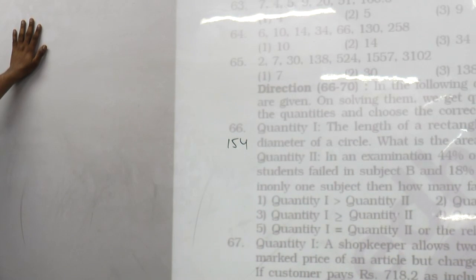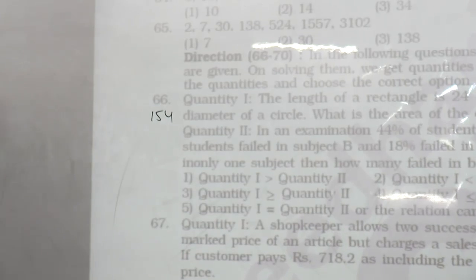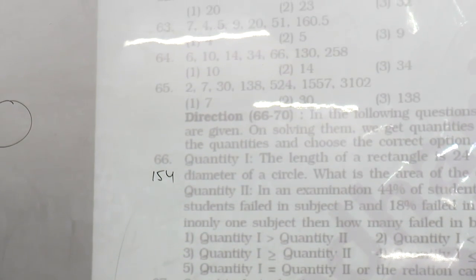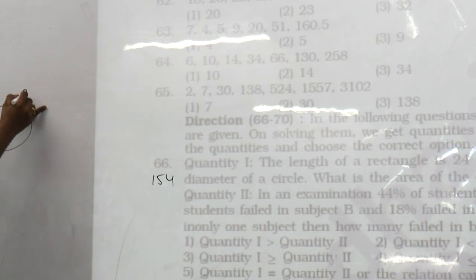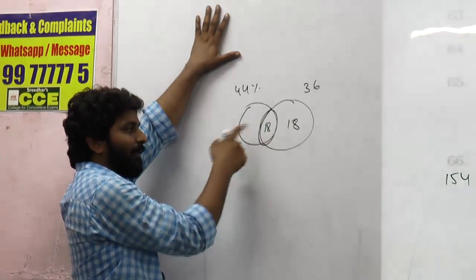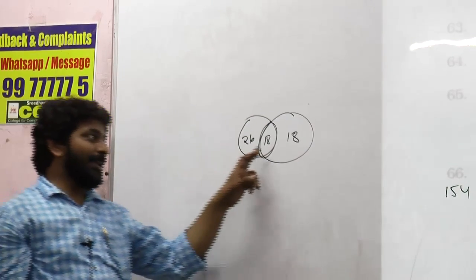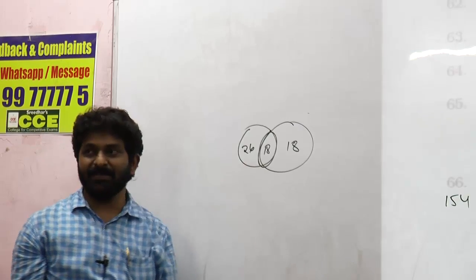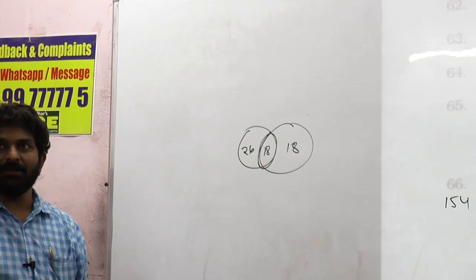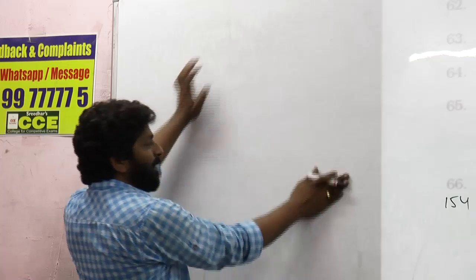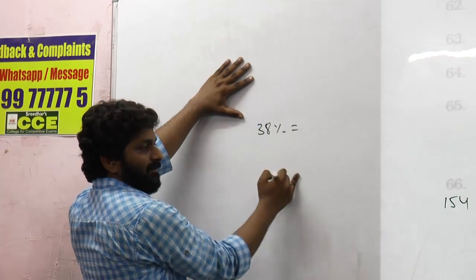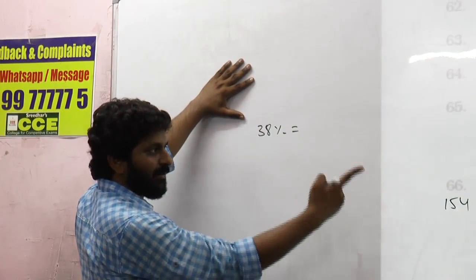So let's calculate the total failure percentage. Subject A, subject B, and this represents both. This is 44, this is 18, this is 36. The remaining part becomes 18 and it becomes 44 minus 18, which is 26. Total failure percentage is 18, 18, 36, 36 plus 26, 62. So pass percentage becomes 38%, and which is given as, where is it?